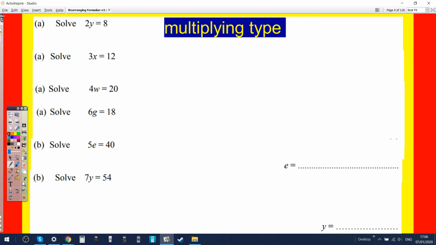Okay, multiplying type. Let's try the first one. Okay, so for the first one, y would be 4. Yeah, and how about the third one? Third one, w would be 5. Yes, and so w is 20. What's the inverse of times 4? Wait, I didn't hear you. What's the inverse of times 4? Divide 4. Yes.